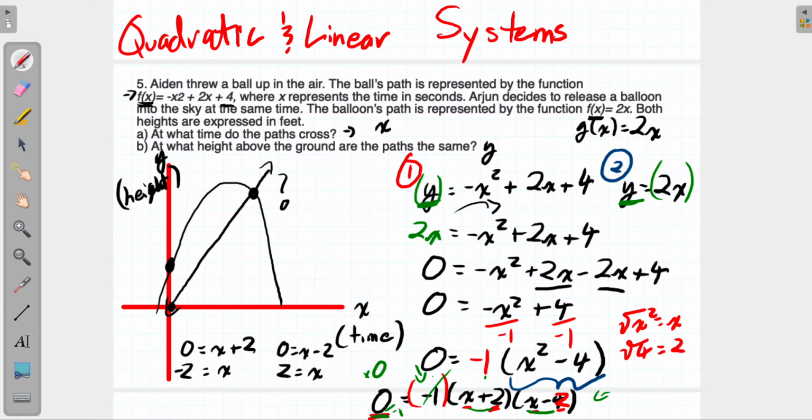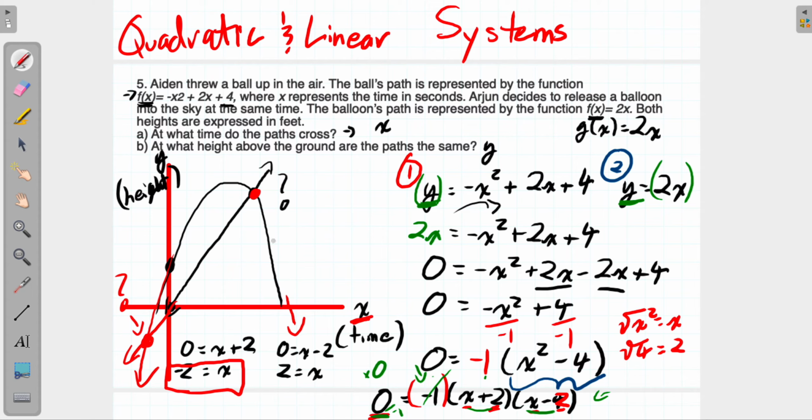Now, 2 answers, great. What that means is because quadratics go forever, technically, and so do linear functions, we have a point of intersection here and a point of intersection here. The only thing is, remember what our independent variable, the x-axis, represents is time. So for it to be at negative 2, that would mean 2 seconds before Arjun released his balloon they would have crossed. That's very improbable. In fact, it really doesn't make sense.